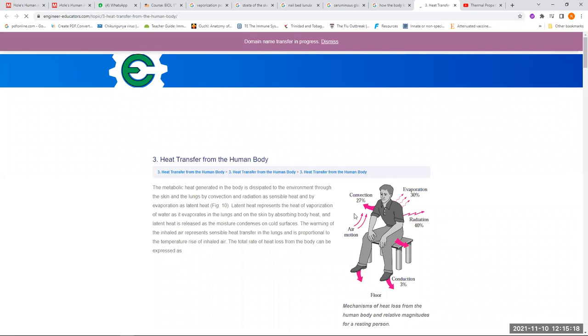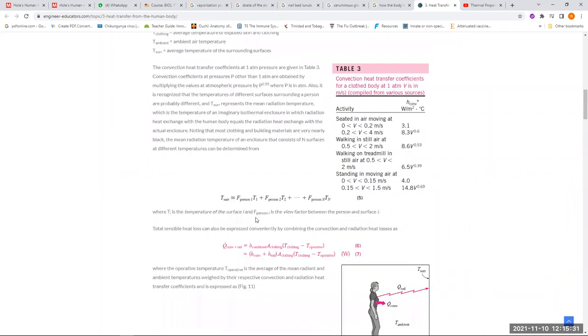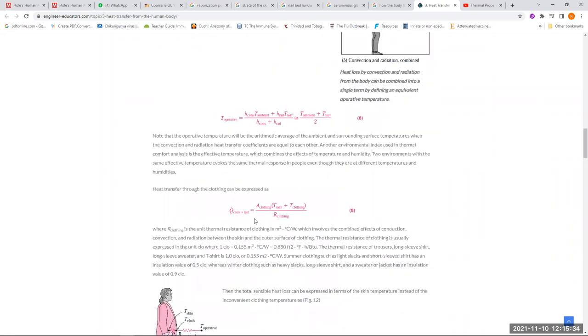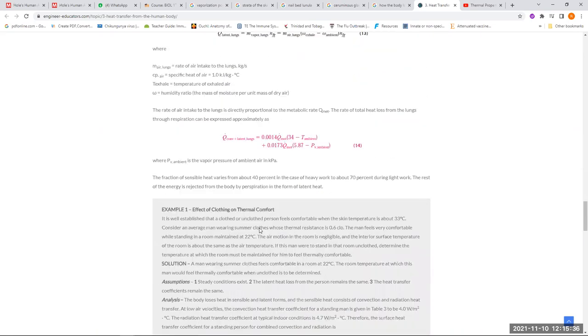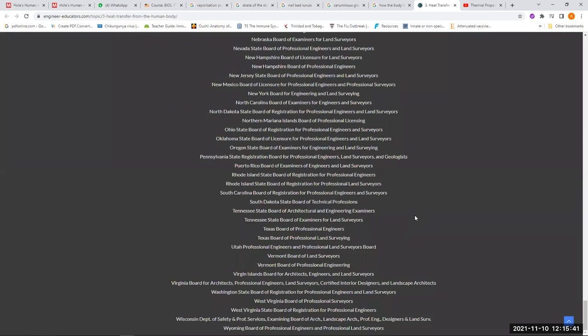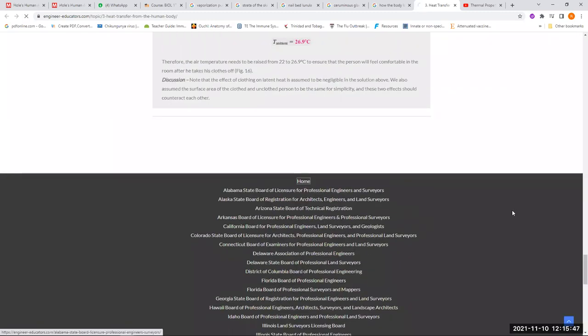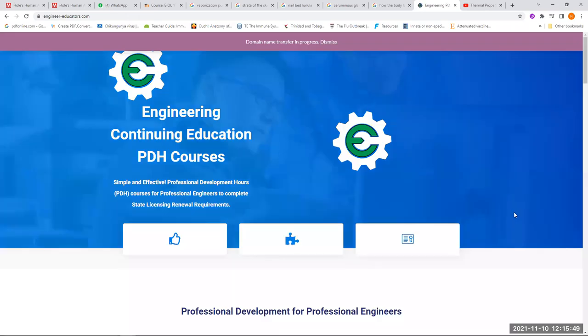Let's see where they got this image from. Seems to be a popular image. Domain name in progress. I guess there are some formulas associated with it. Metabolic heat transfer. Wow, so there's some science, which I expected, associated with it. And again, what is the source of this information? Engineers. Engineering continuing education PDH courses.